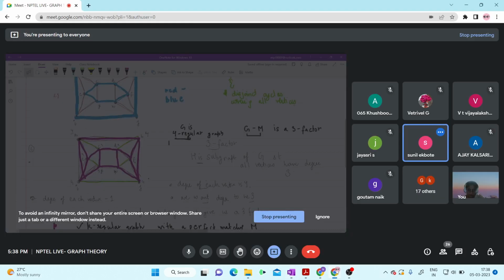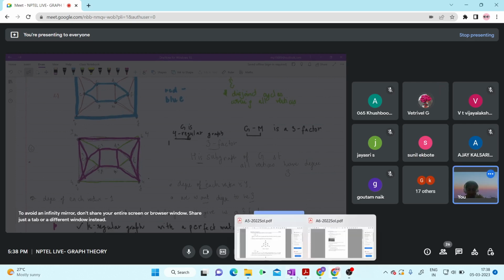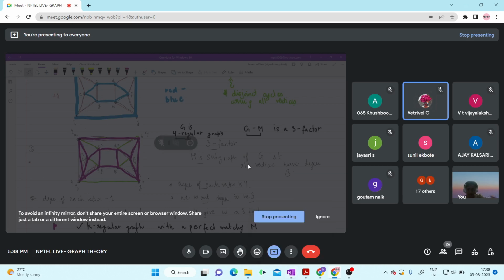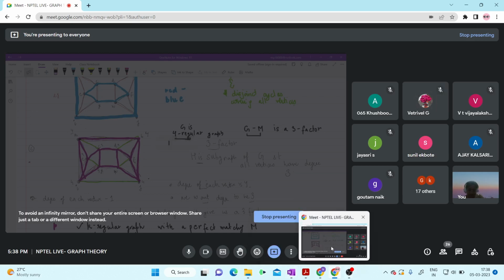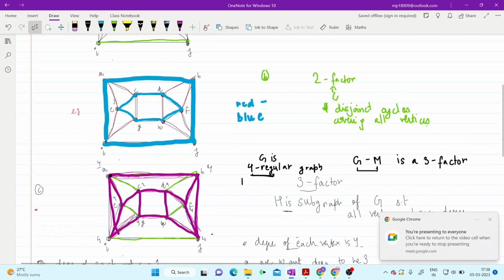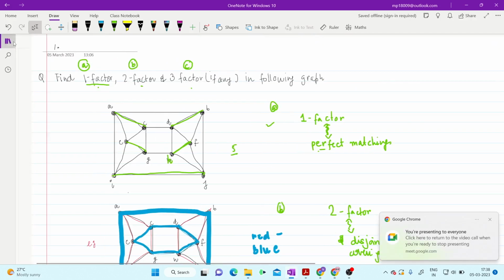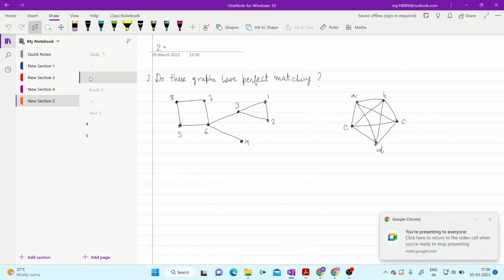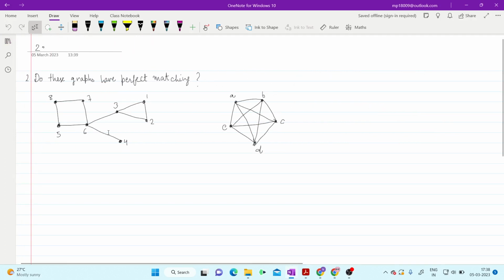Okay. Any other questions regarding this? No, ma'am. Okay. Now, next question is, using the Tutte criteria, we have to show whether these graphs have a perfect matching or not. So our first graph is this. What do you think? Does this graph have a perfect matching?